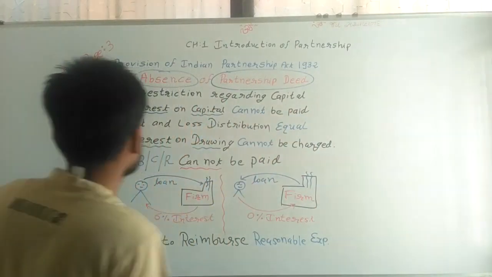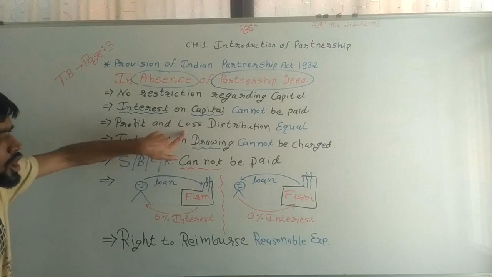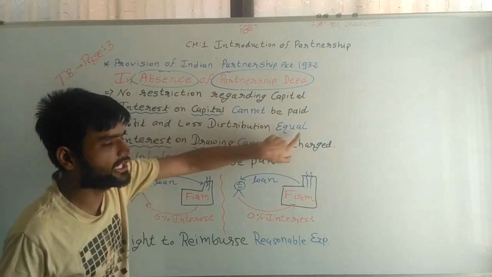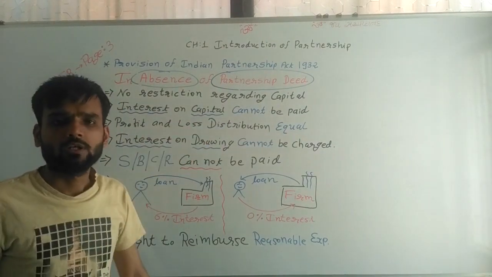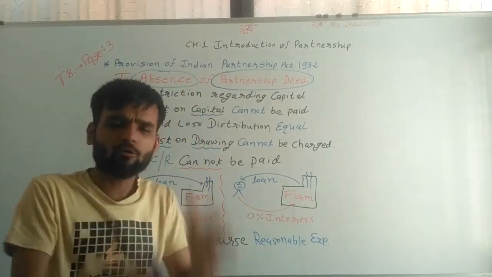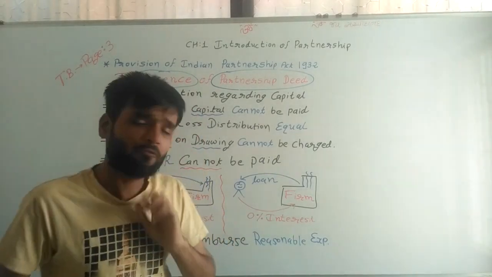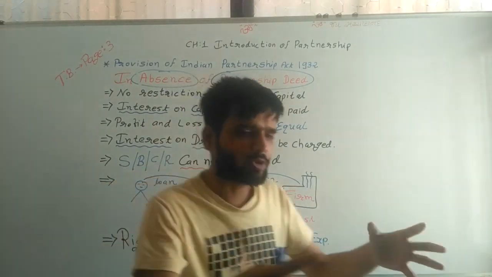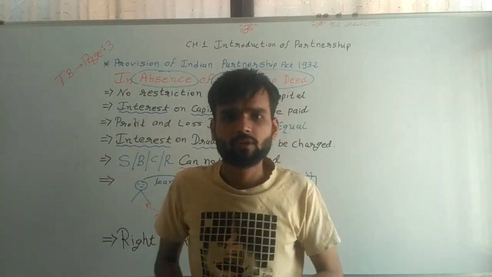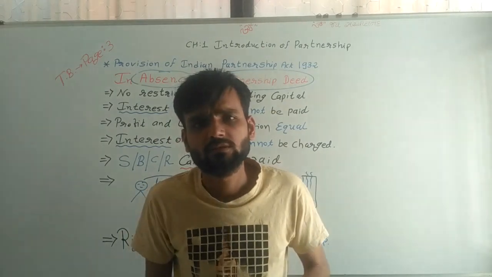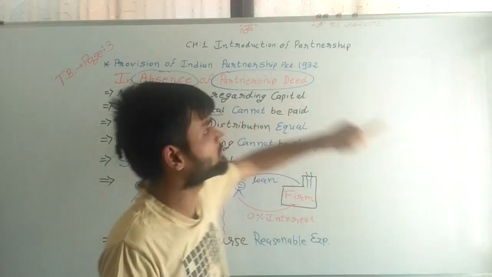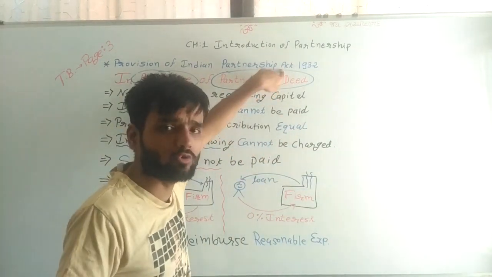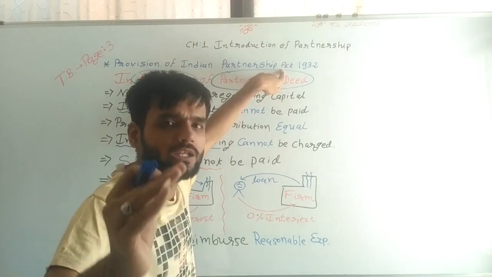Next, profit and loss distribution equally. Profit and loss, they have to distribute equally. If we have not decided in the deed what the profit and loss sharing ratio is, then as per the Partnership Act 1932, the P&L ratio must be equal.